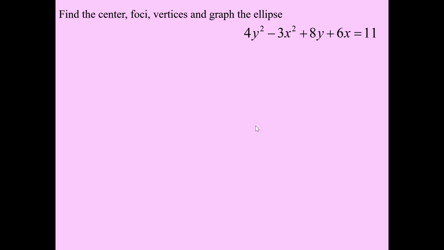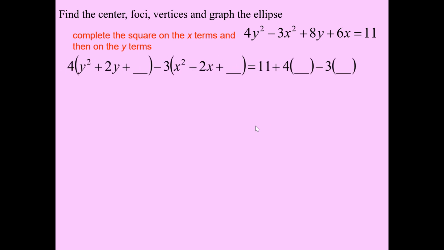In this particular problem, they want us to find the center, the foci, vertices, and graph of the hyperbola. So we have to complete the square here. We have to collect our y and x terms, get a constant to the other side. In order to complete the square, the leading coefficient for the squared term must be 1, so we factor out a 4 and a 3 respectively before we can complete the square.